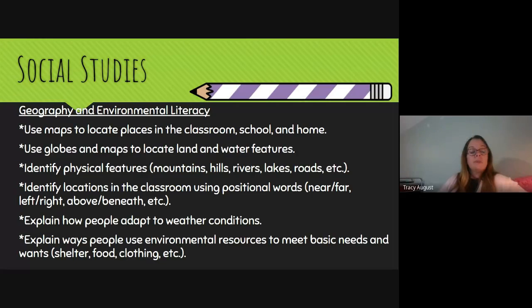We work on explaining how people adapt to weather conditions. What do we need to do as the weather changes? And we also talk about ways that people use environmental resources to meet their basic needs and wants.